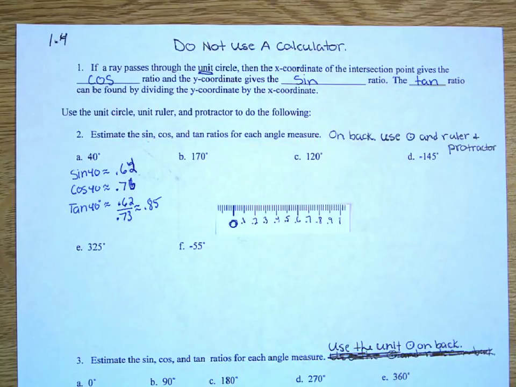Same point, if that other one was done right. Remember, negative means you start here, and then you go this way. Okay. So put your protractor on that way.